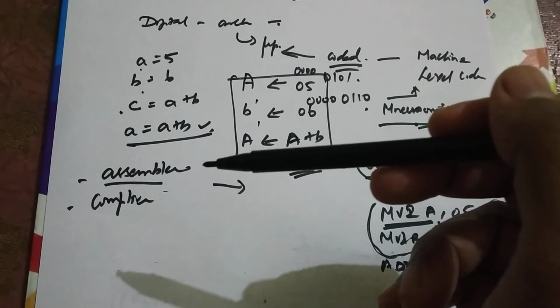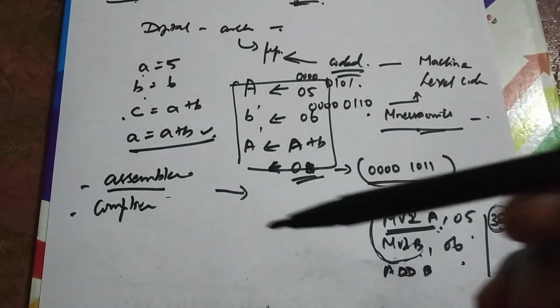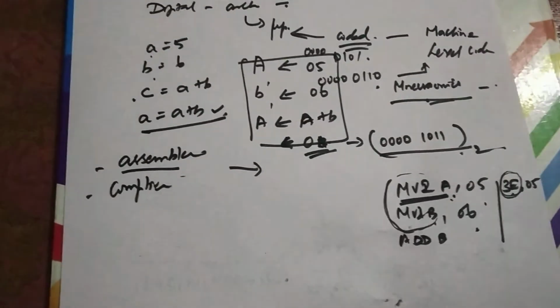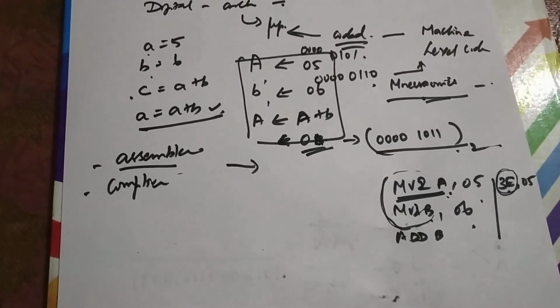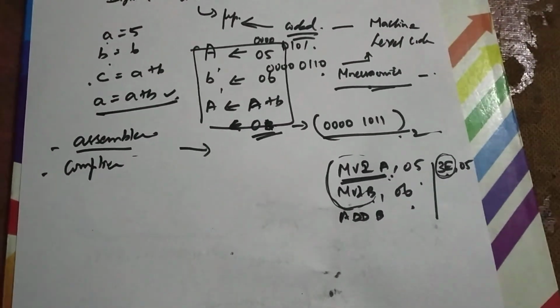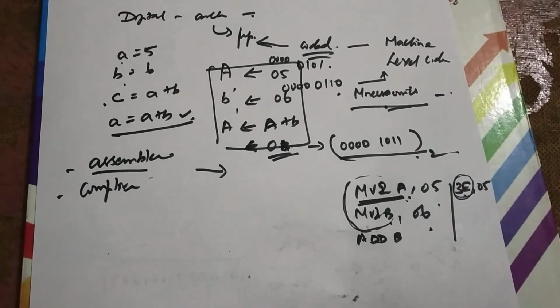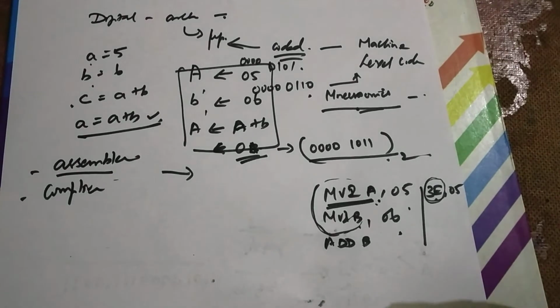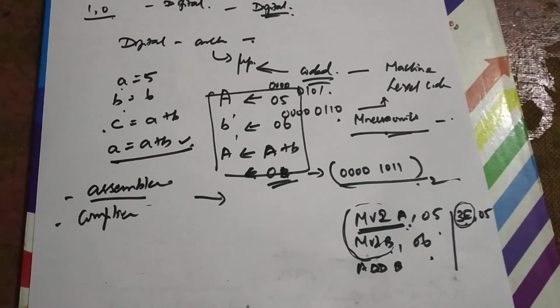The motto of the assembler is to convert mnemonics to a binary pattern. The compiler is to convert the user level language, which may be written in Java or any other language, to a binary level language. So this is the motto of the compiler.